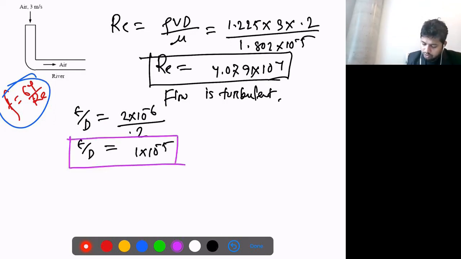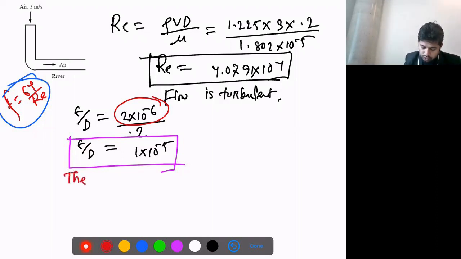If you ask me how you got this, you just need to go to the previous slides, and I've already uploaded them in my lecture slides. You will get everything from the lecture, the epsilon value for different commercial pipe materials. So now use the Colebrook equation.